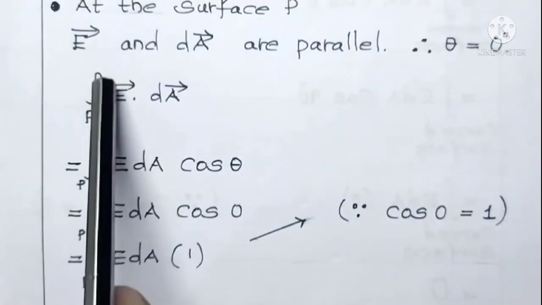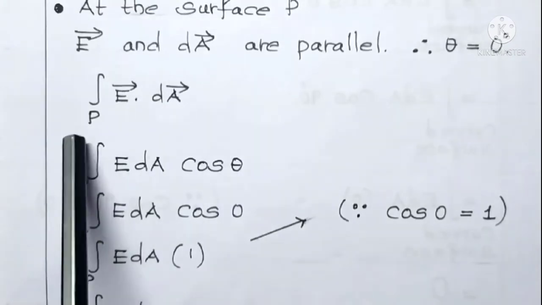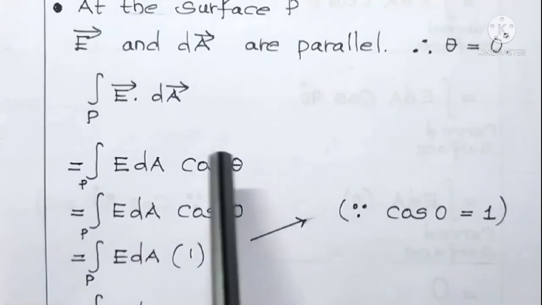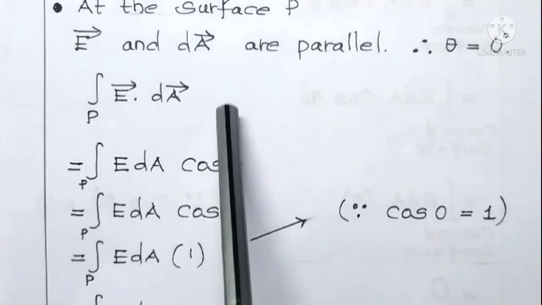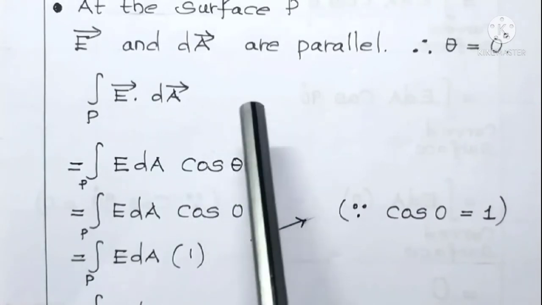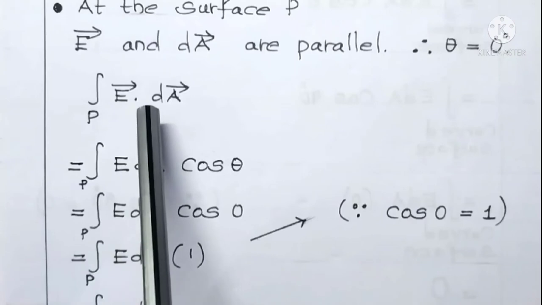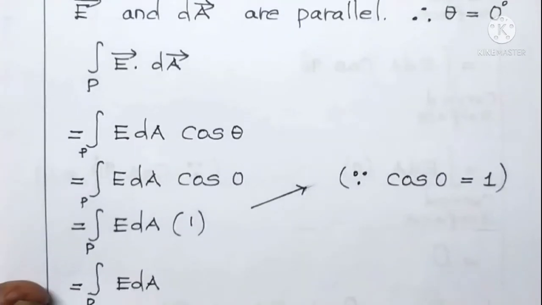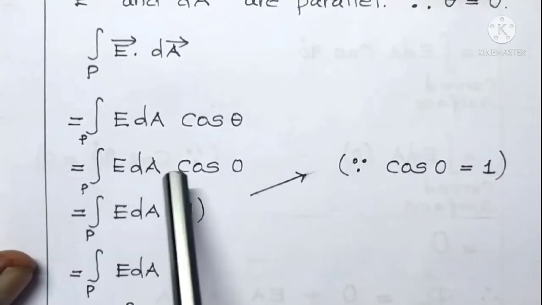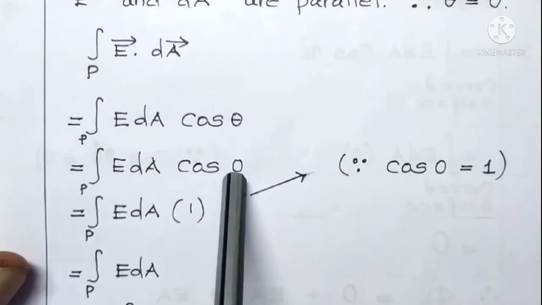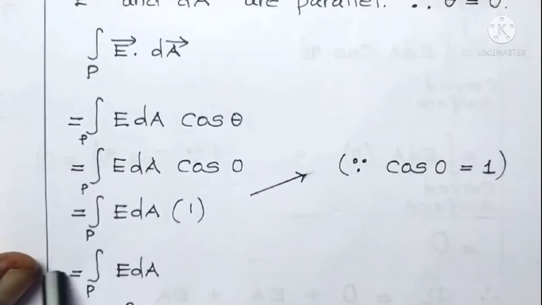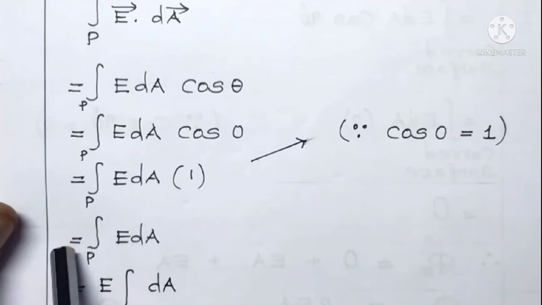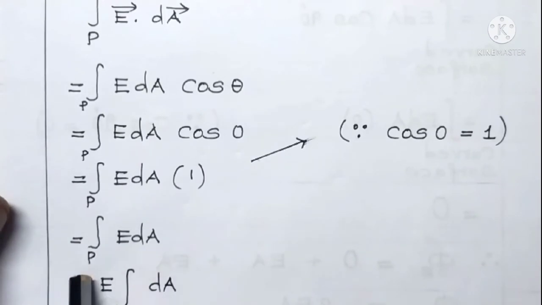So in the next step, the integral of E vector dot dA vector at P is equal to the integral of E dA cos theta. How does it come? You might have learnt in mathematics, for a dot product, A vector dot B vector is equal to AB cos theta. Similarly, E vector dot dA vector is equal to E dA cos theta. That's how it has come. In the next step, which is equal to the integral of E dA cos, in the place of theta I am going to place 0. So in the next step, integral of E dA, what is the value of cos 0? 1. So we have got the integral of E dA at point P.